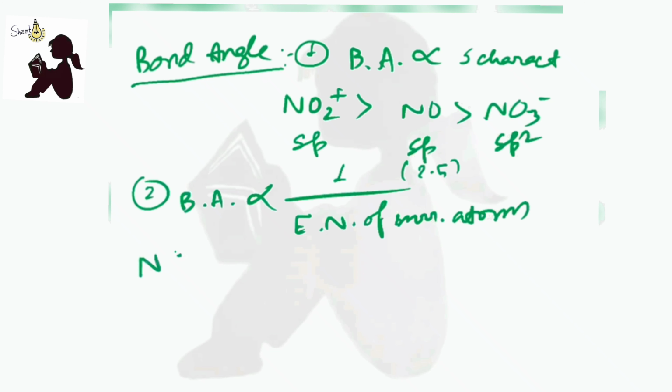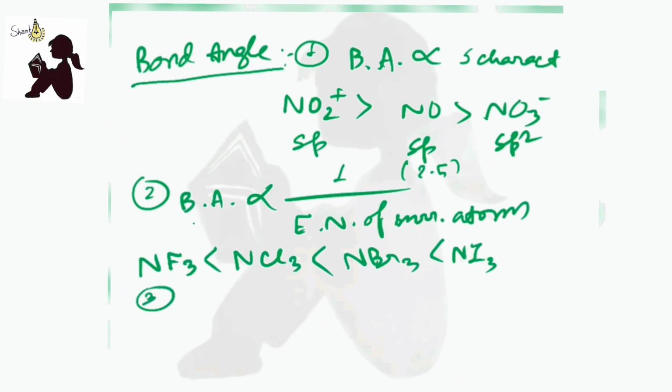So let us see an example, that is NF3 is less than NCl3, less than NBr3, less than NI3. You can see down a group electronegativity decreases. So here iodine has less electronegativity than Br. Br has less electronegativity than Cl. Cl has less electronegativity than fluorine. So their bond angle increases eventually. Okay.